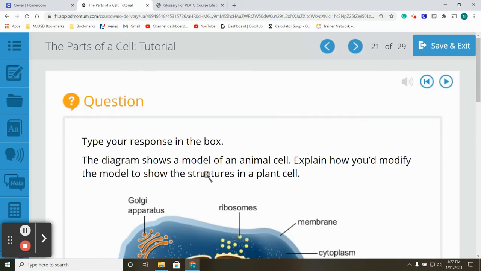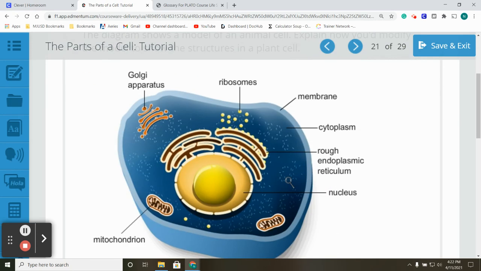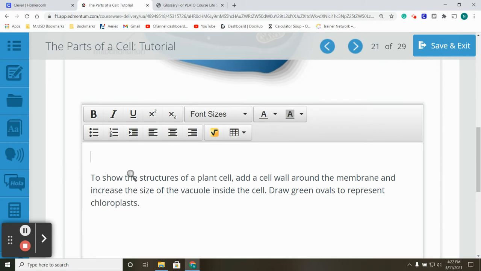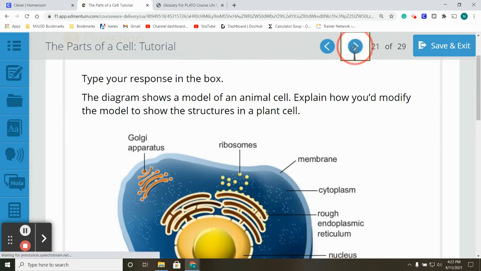The diagram shows a model of an animal cell. Explain how you'd modify the model to show the structures of a plant cell. So you have some very common things, but there are different things for a plant cell. So to answer this, to show the structures of a plant cell, add a cell wall around the membrane and increase the size of the vacuole inside the cell. Draw green ovals to represent chloroplasts.